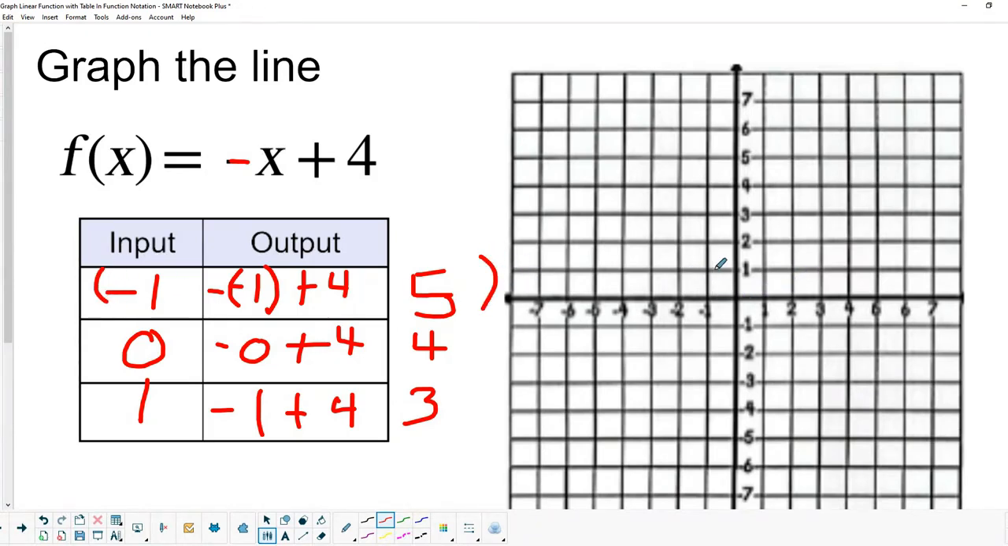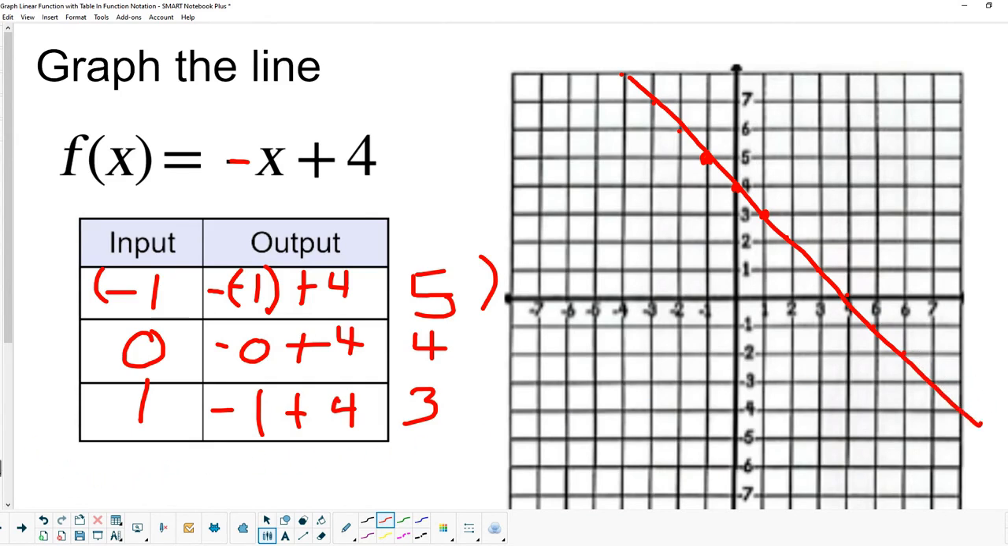So -1 and 1, 2, 3, 4, 5. And 0, comma 4, 1, 2, 3, 4. And 1, comma 3. So over 1 and up 1, 2, 3. And we notice we've got a slope of -1, so we can actually kind of chart this back out through there, and then if we had a ruler or could draw a nice straight line, it would come zipping down through like that.